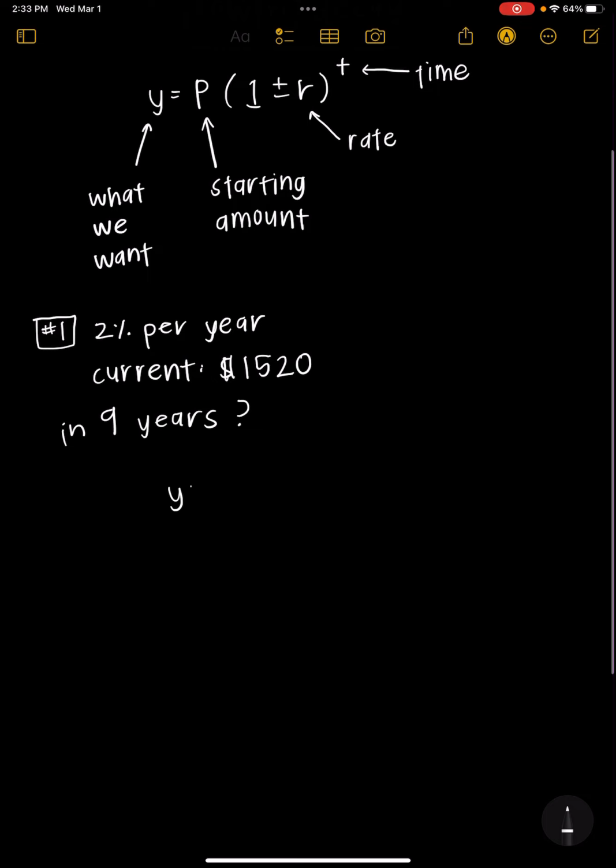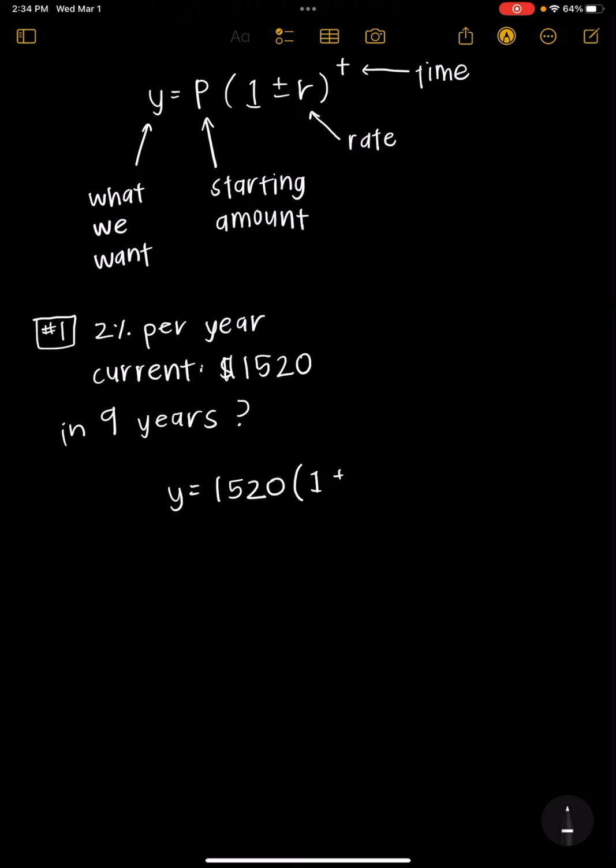So y is equal to, the y is what we're wanting. We don't replace the y with anything. We're solving for y. And then p is the starting amount. So that's the amount that we currently have, which is 1,520. So I'm going to replace the p with 1,520. Then in the parentheses, I'm going to have 1 plus, because we decided it was a growth equation, not minus. And then your R is your rate.